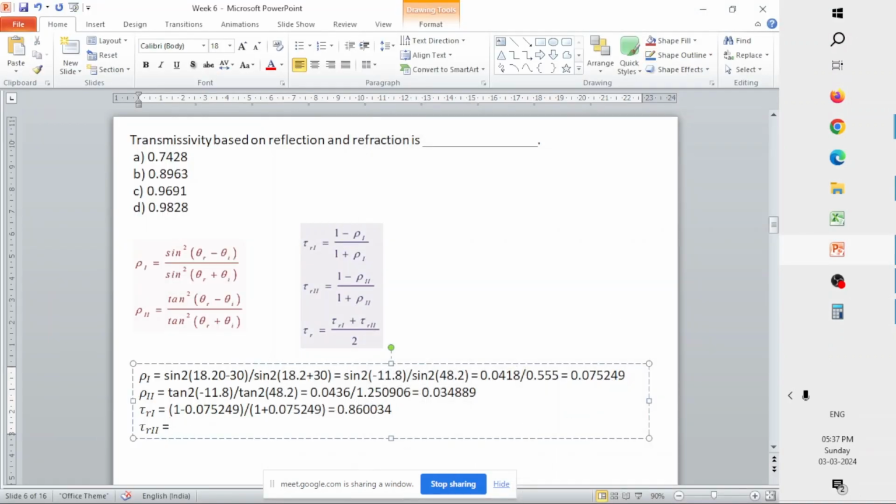Similarly, tau r2. So tau r2 will be 1 minus rho 2, so 1 minus 0.034889 divided by 1 plus 0.034889. So that would be approximately 0.932574.